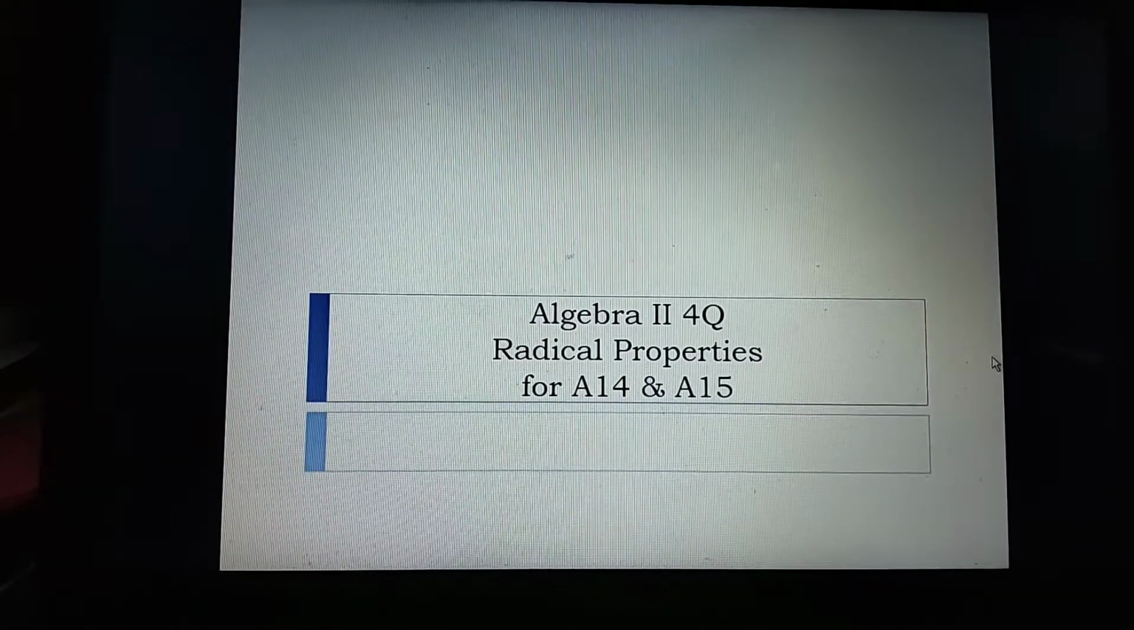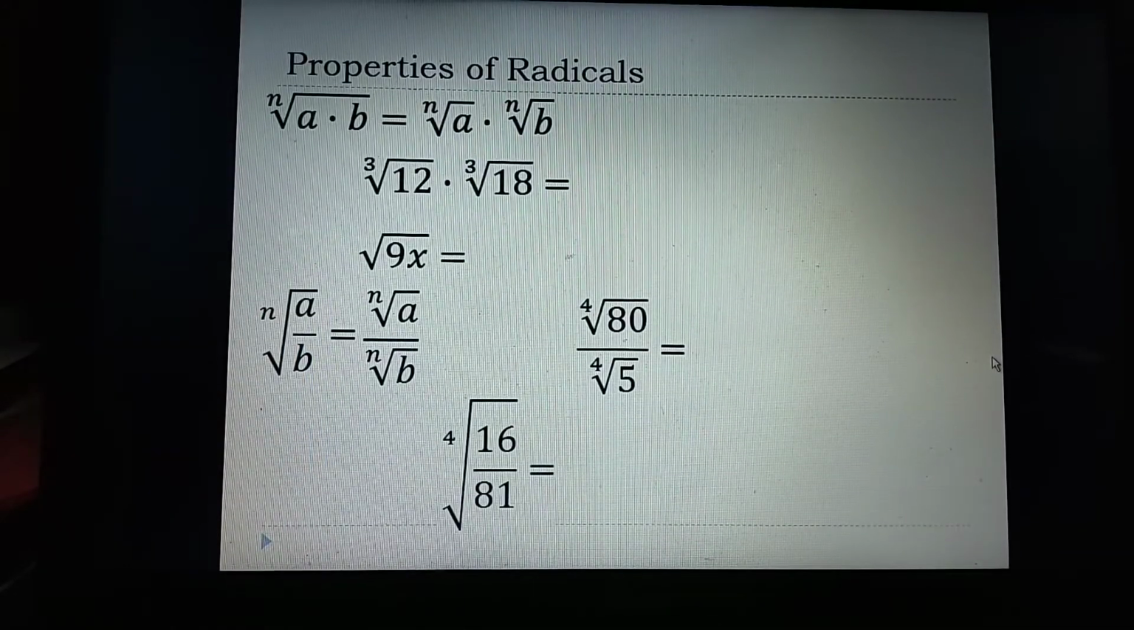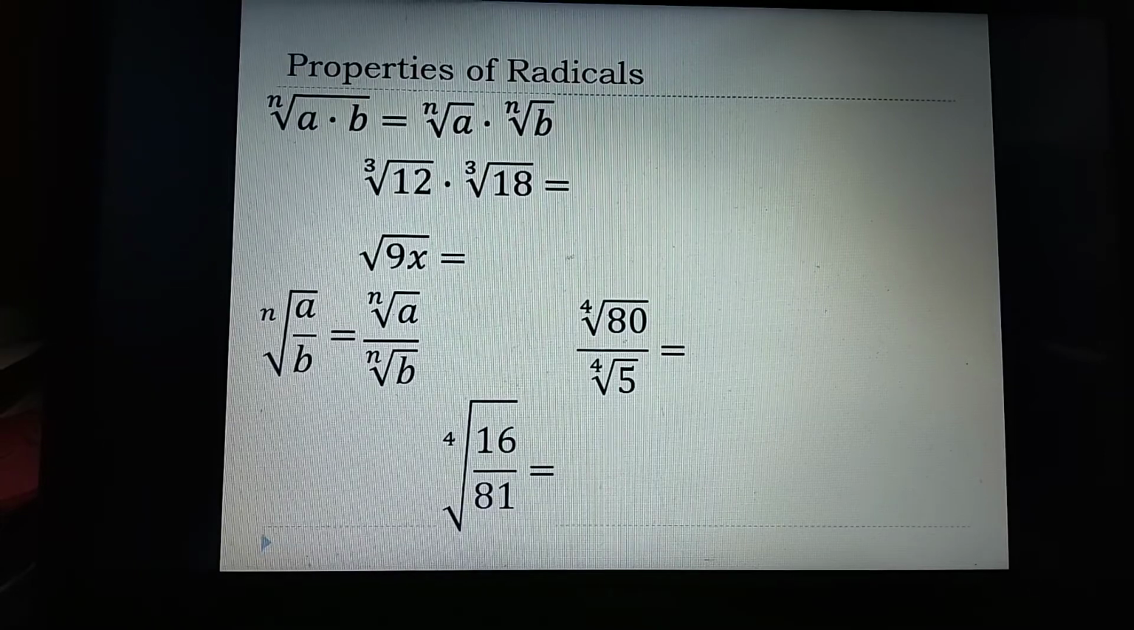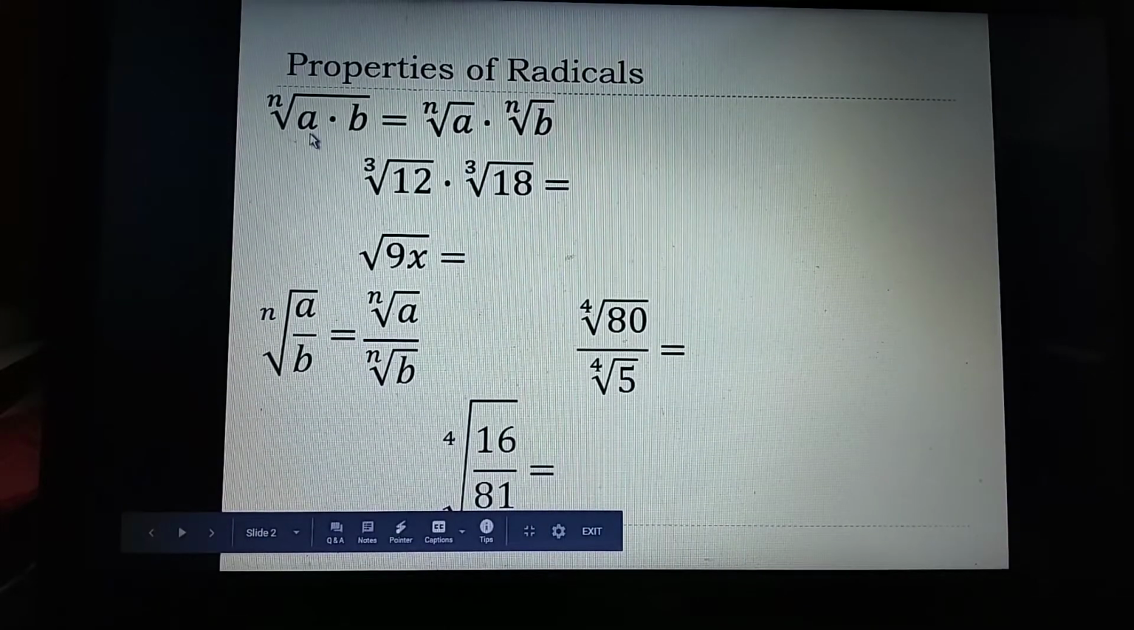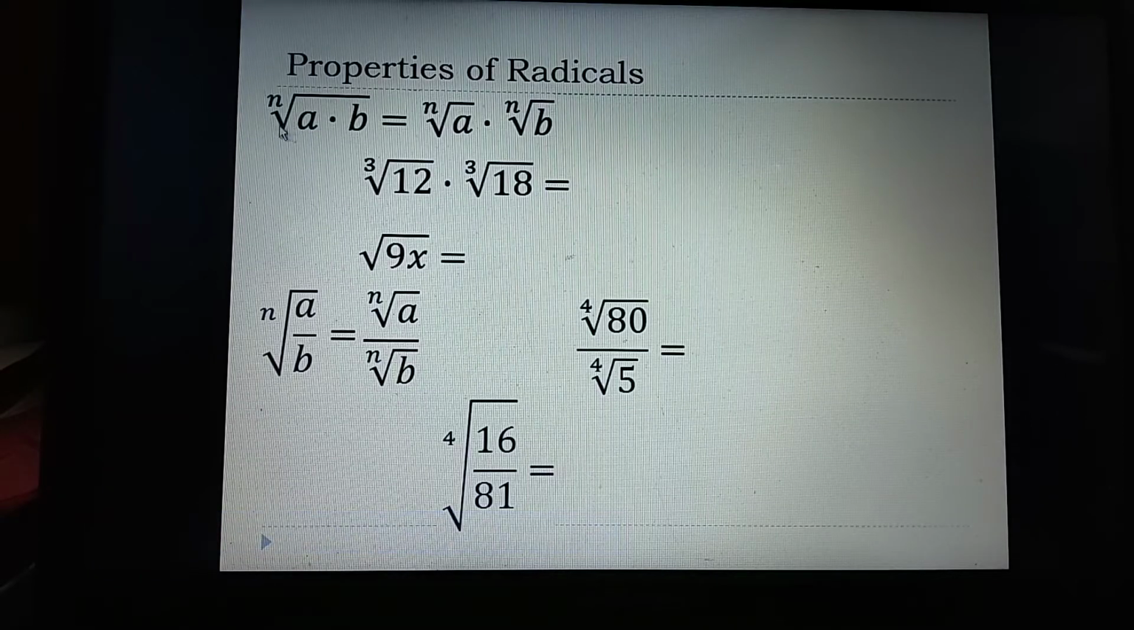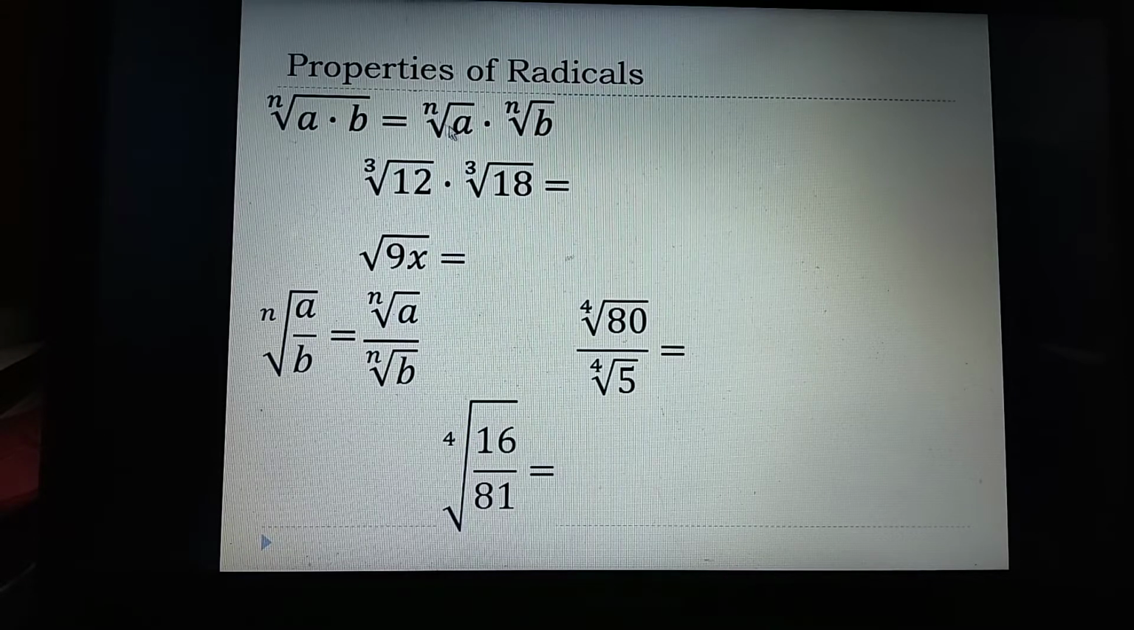Okay, here we go. So we've got properties of radicals. Now, these work the same way as when we were doing the square roots. So remember when we had two things being multiplied underneath a radical, you could split it up into two radicals with the same index. They both had square roots. It works the same way. If you have two radicals that have the same index and they're multiplying, you can just stick them underneath the same radical. So this is where it comes in.